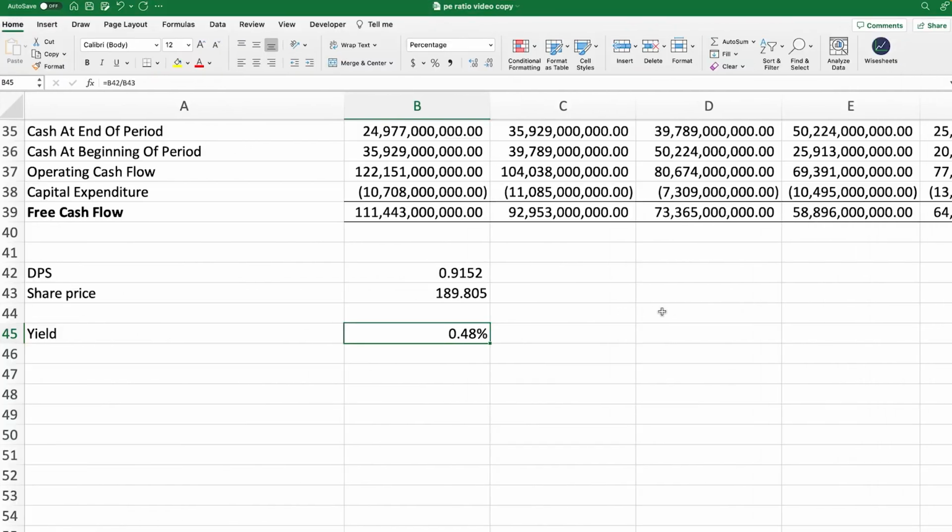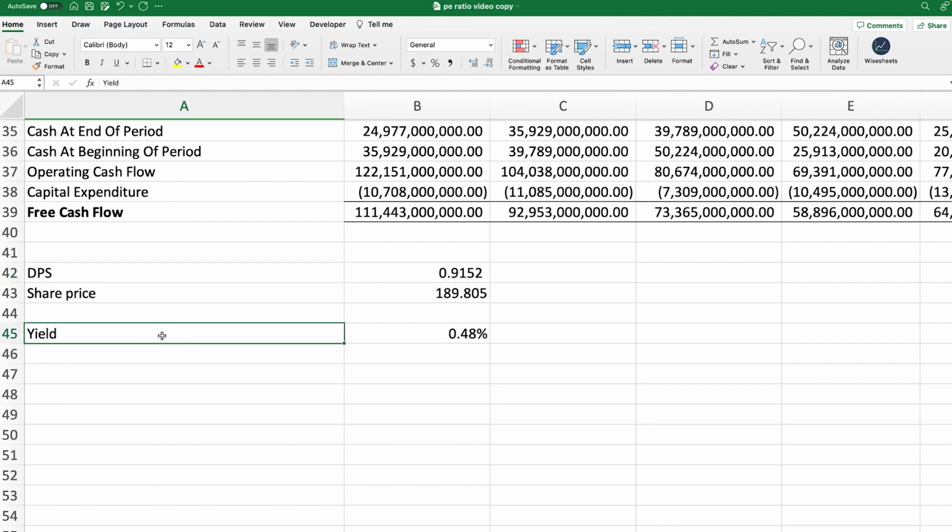Now that we have the two numbers, I want to explain to you the difference between them and also what these different numbers mean. So first, the dividend per share. This basically means that right now at this moment, based on the 2022 dividend payments that Apple made to shareholders, for every $189.805 that you spend buying Apple stock, you're going to get back 0.9152 in terms of dividend payback. So this is what you're going to get, and that's basically what the dividend per share means.